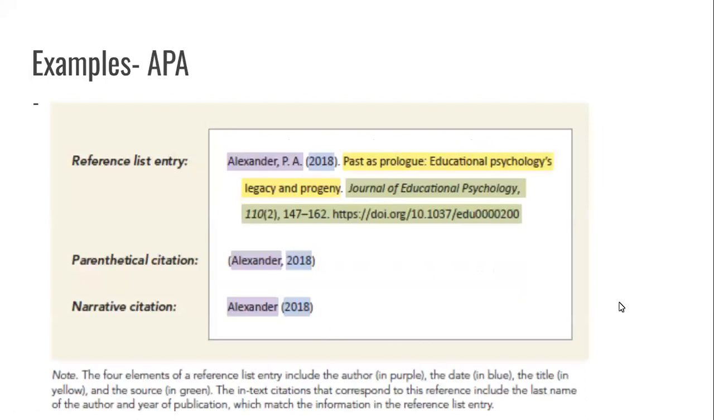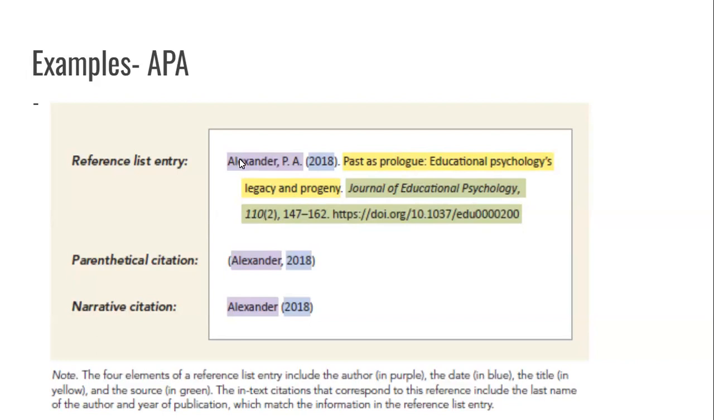APA follows a little bit different of a format. So instead of using the full name of the author, you have the last name and first initials, followed by the date in parentheses, so it's just the year in this case. The title is in lowercase, and then the journal where this was published is going to be italicized, along with the volume, which is also italicized, and the number, the issue number, as well as the page range. And then it's going to be followed by the link, the DOI.